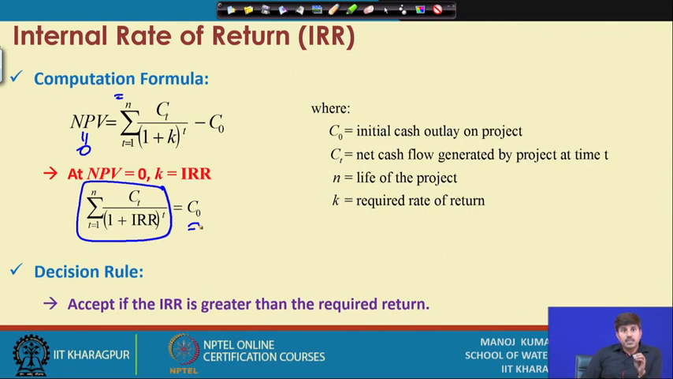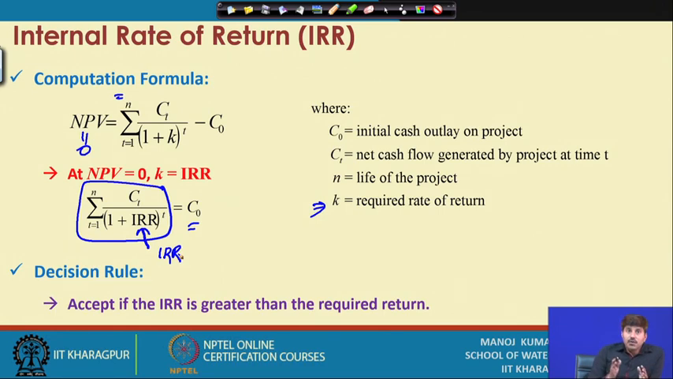Now, this criterion is satisfied at a particular rate of interest. Because in this formula, if we change the rate of interest, if we change the k value, the value of NPV will change. So, at a particular rate of interest, this will be equal to the capital outlay. When this term becomes equal to the capital outlay at a given rate, that rate of return is called the IRR, which is the internal rate of return.